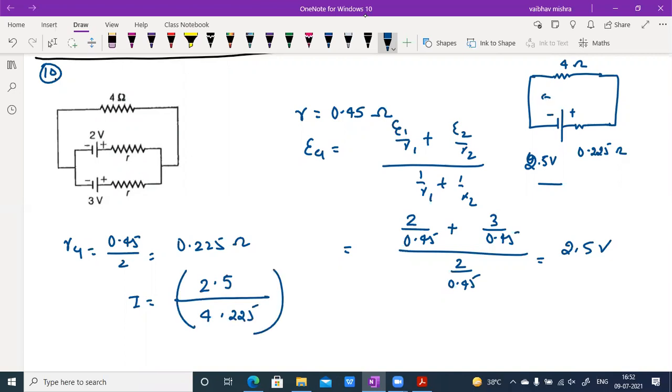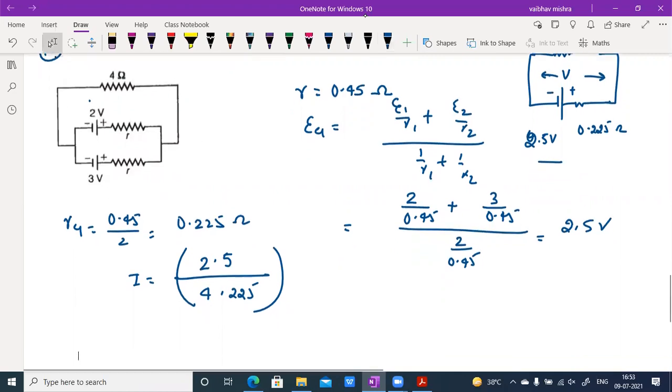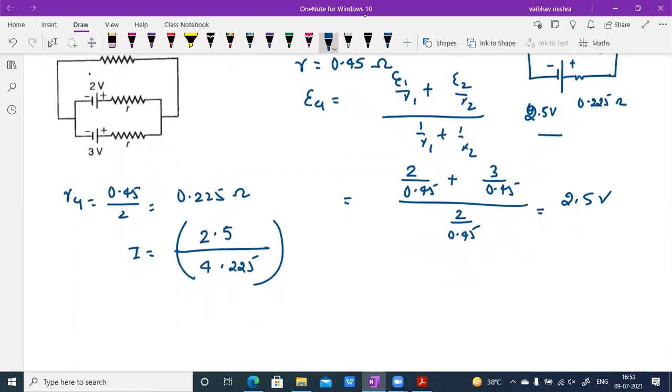Now the potential difference will be I into R. We can also find it from the upper resistance. This will be the same as the potential across the cell, the terminal potential difference between A and B. Suppose this is A and this is B. So VA minus VB is equal to I into 4, which is 2.5 into 4 divided by 4.225.